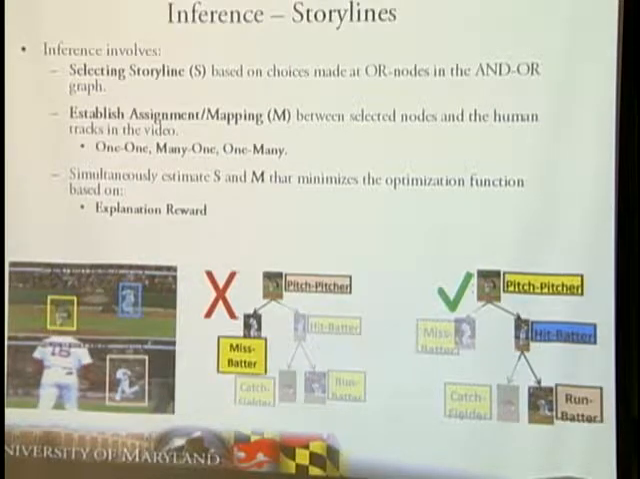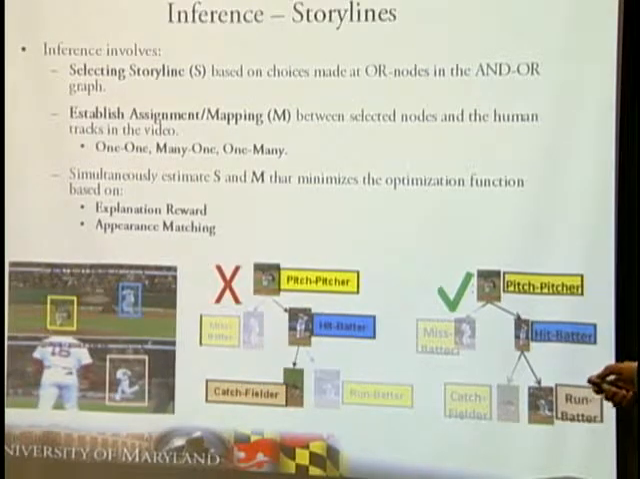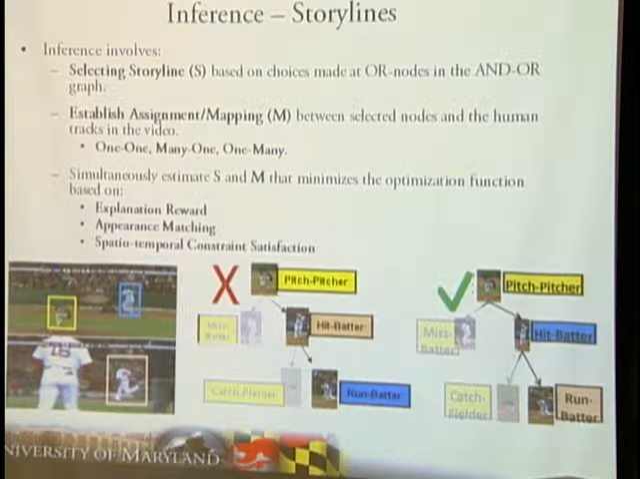For example, the left storyline is a bad storyline because it only explains two tracks, that is the peach track and the yellow track, whereas the right storyline explains all the three tracks. Not only do we need our approach to explain all the tracks, but we also need the appearance of each node to match the appearance of the track. For example, in this case, the left storyline is a bad storyline because the appearance of the catch node does not match the appearance of the track. And finally, we prefer a storyline and mapping that satisfies the spatiotemporal constraints. For example, the left mapping is a bad mapping because in this case, hitting does not occur before running.